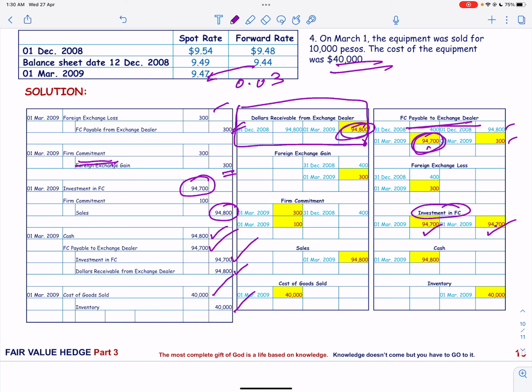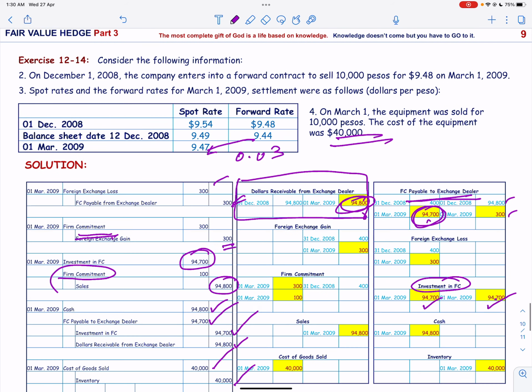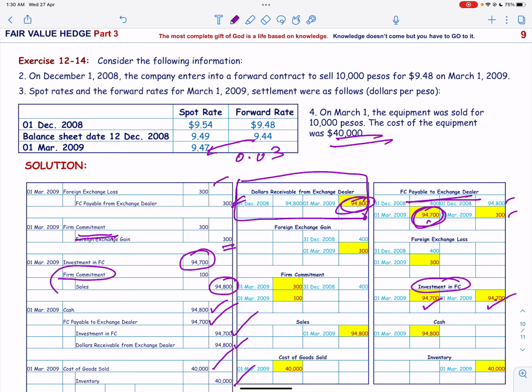So this is a fair example of a fair value hedge. What is interesting about the fair value hedge is that there is a firm commitment. That means it's an effective hedge. Effective means gains and losses go to the income statement and they will cancel each other. If there is a gain on the hedge, there will be a loss on the item being hedged. If you have a loss on the hedge, there will be a gain on the item being hedged. Since there was no item to be hedged on 1st of December in this exercise, an account by the name firm commitment is created to keep track of it.